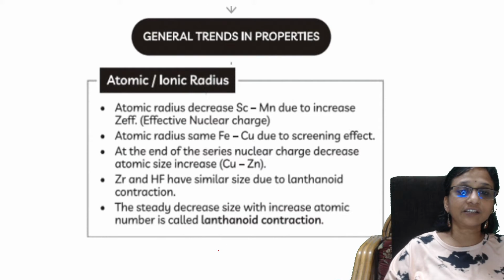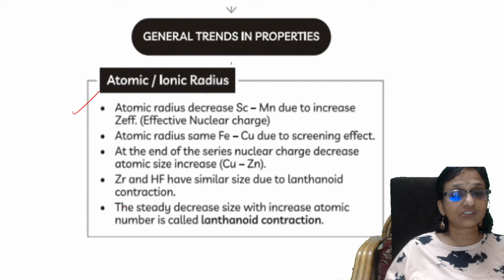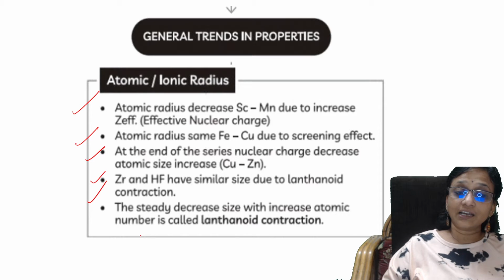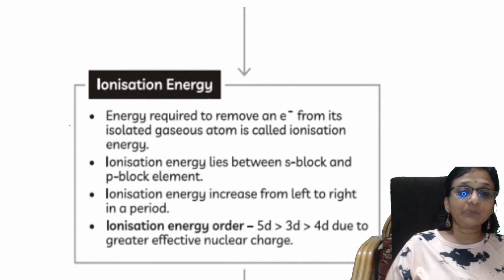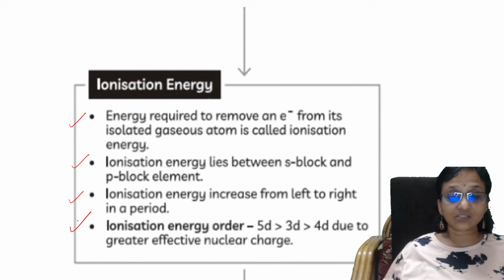Next, students, after that, general trends: I have listed out all the trends of atomic radius, five trends. Please learn this. After this, ionization enthalpy. I have discussed the required points in ionization enthalpy.